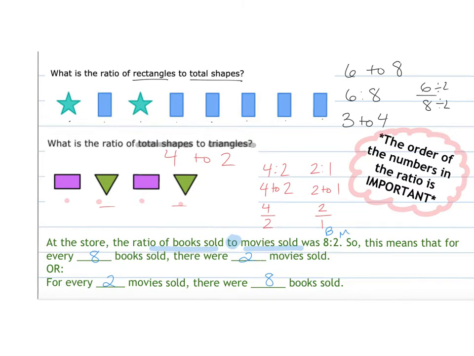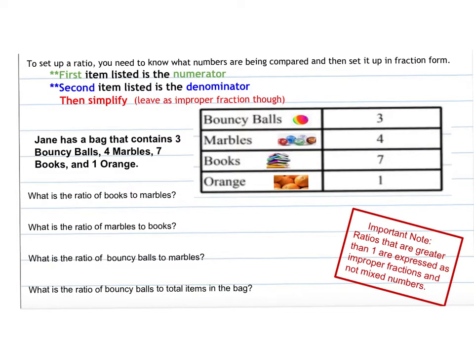So rearranging it based on how the sentence read and based on what I knew from the first sentence. Okay, to set up a ratio, again, we need to know what numbers are being compared and then set it up in a fraction form.